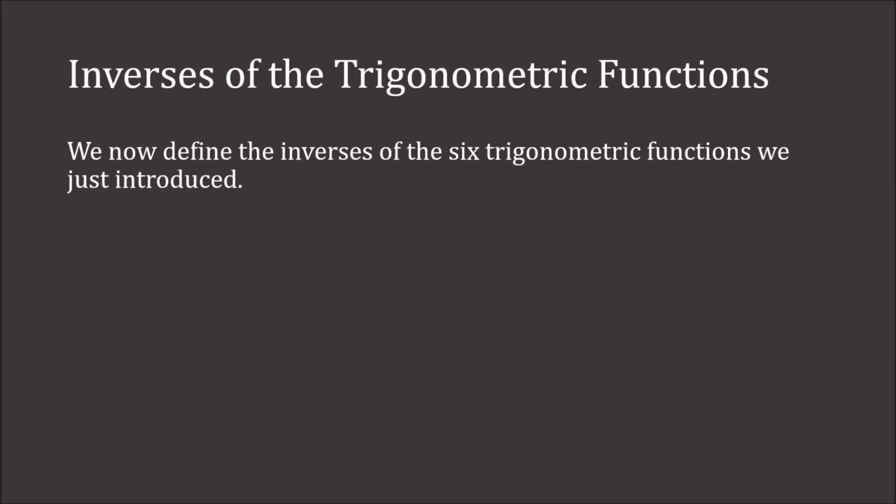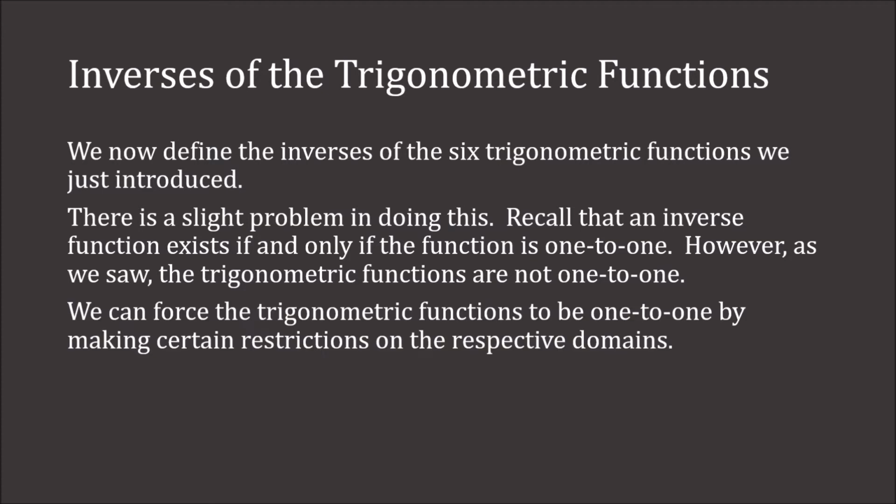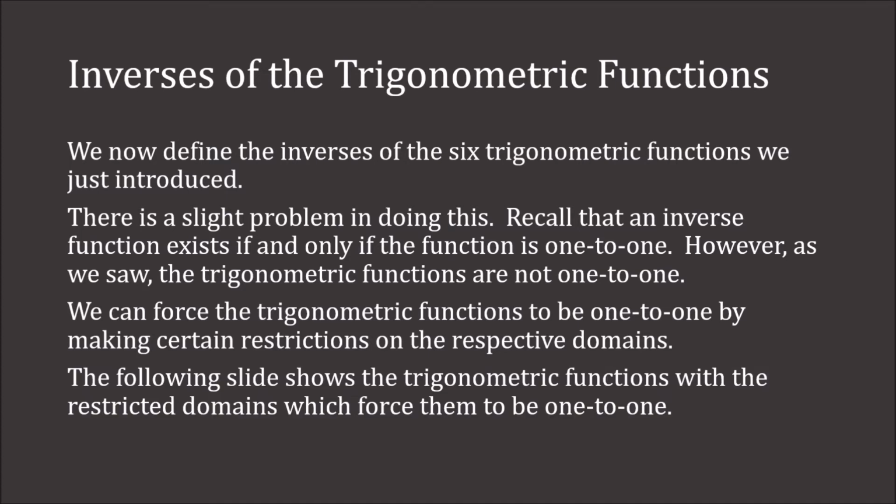We now define the inverses of the 6 trigonometric functions we introduced in a previous video. There is a slight problem in doing this. Recall that an inverse function exists if and only if the function is one-to-one. However, as we saw, the trigonometric functions are not one-to-one. We can, however, force them to be one-to-one by making certain restrictions on their respective domains. The following slide is going to show the trigonometric functions with the restricted domains, which force them to be one-to-one.